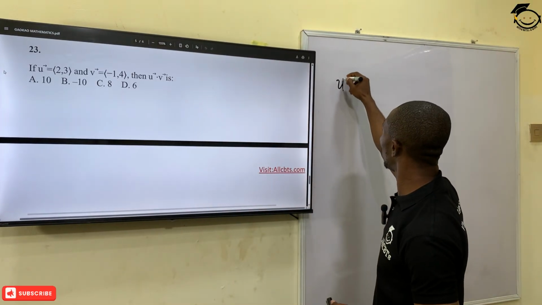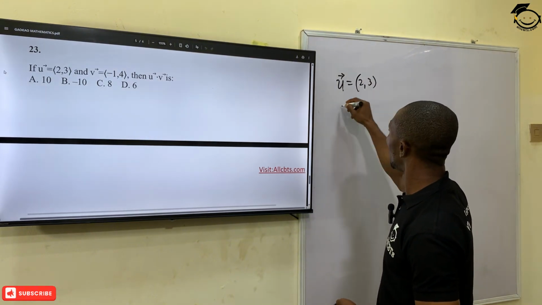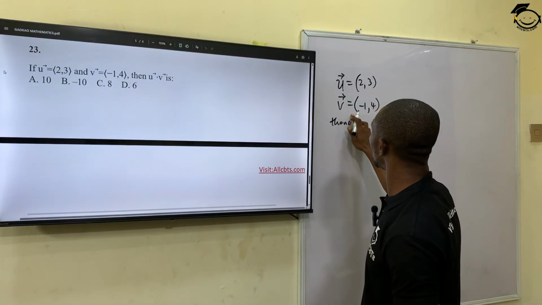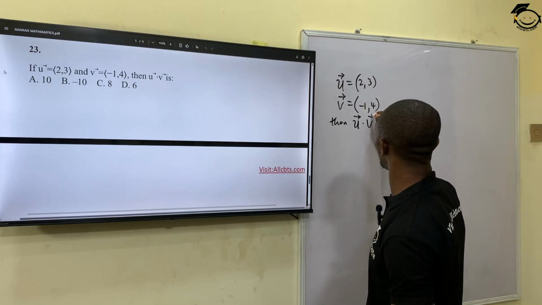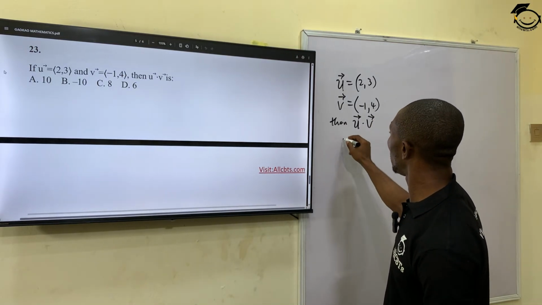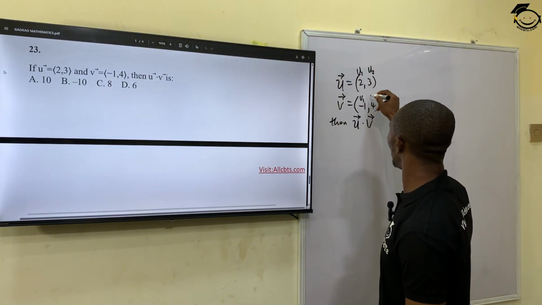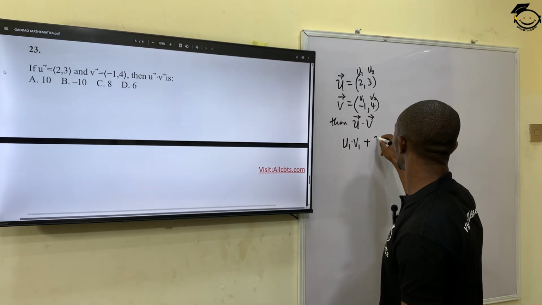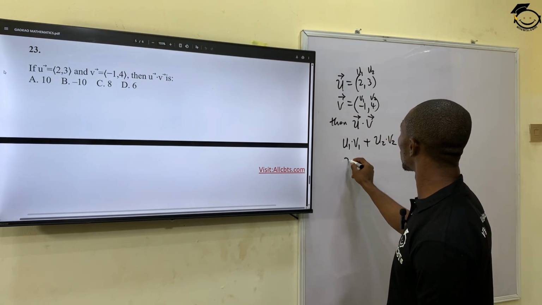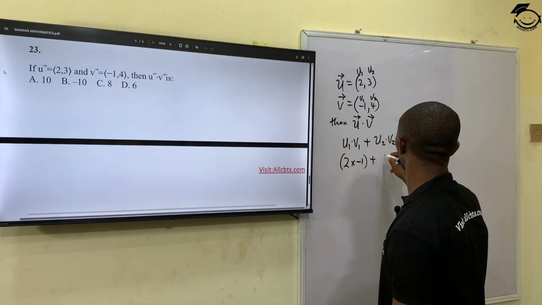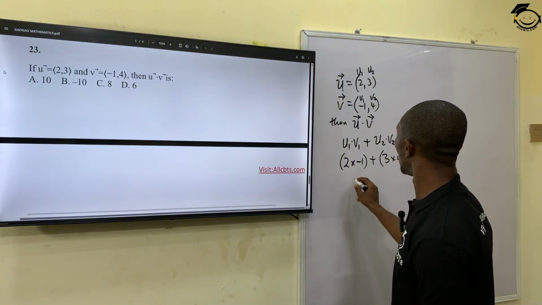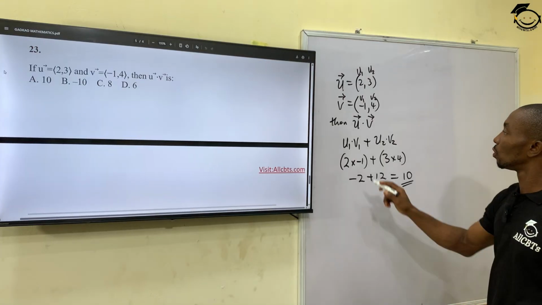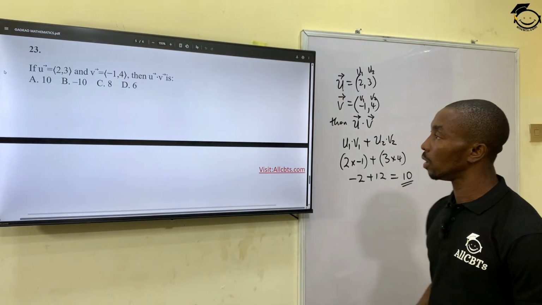If our vector u is 2 and 3, and vector v is minus 1 and 4, then we should find u dot v. Now, for our u dot v, where this is u1, u2, v1, v2, we'll be doing u1 times v1 plus u2 times v2. Okay, u1 is 2 times minus 1 plus 3 times 4. Okay, now this will give us minus 2 plus 12, which will give us 10. So our u dot v for our vectors will be equal to 10.